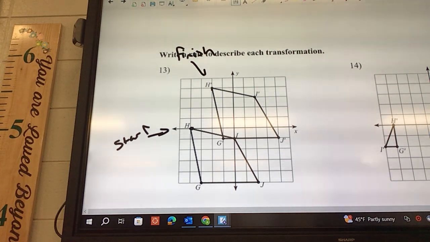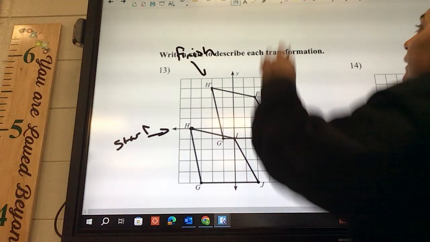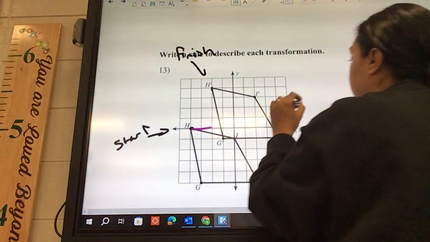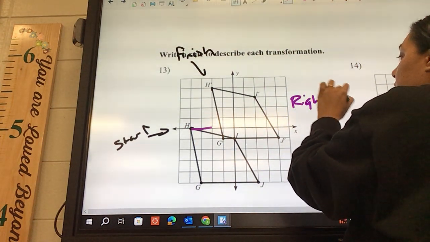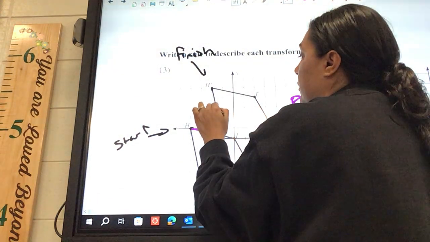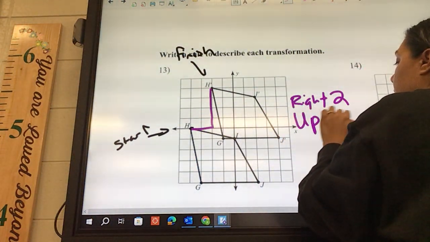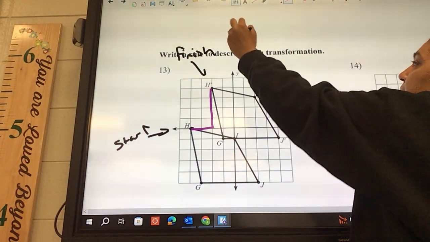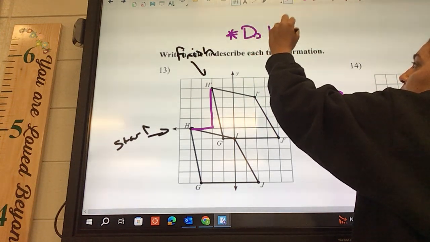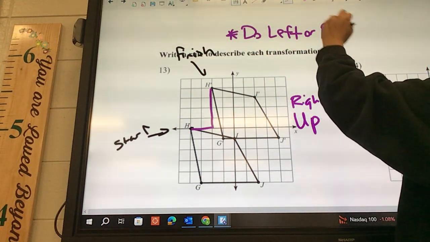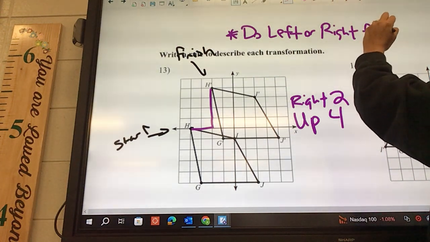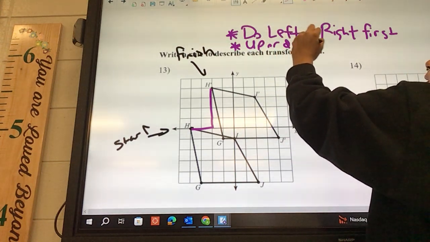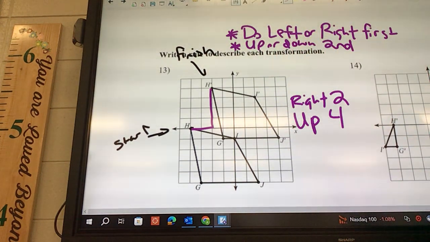Okay, so we always have to do the left and right first. So it went to the right 2. Sorry, I couldn't think. So right 2. And then we went 1, 2, 3, 4. Up 4. Okay, so we always got to do left and right first. Okay, so maybe write yourself a rule. Do left or right first, and then up or down go second. Okay.